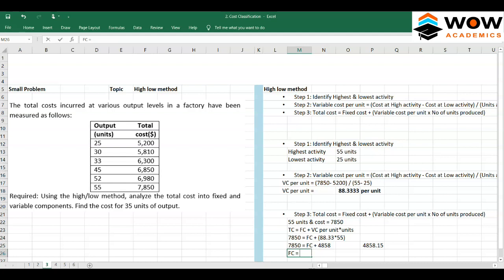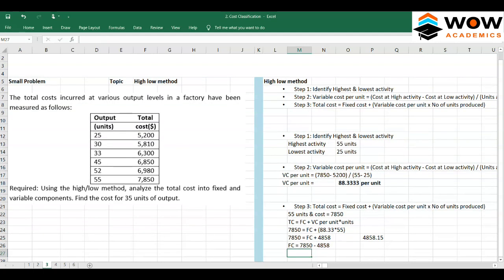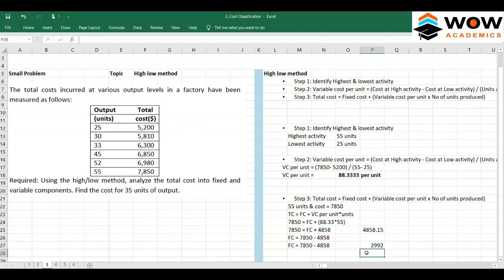Now what is the fixed cost? Fixed cost is going to be 7850 minus 4858. So let's get the answer. The answer is 2992. So we got the fixed cost value.